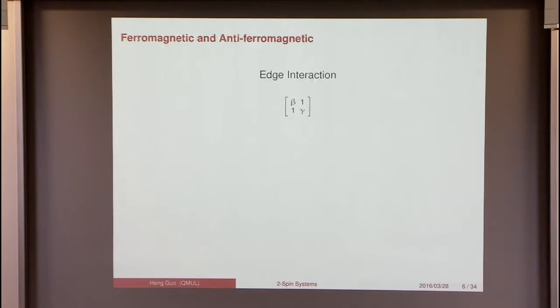Okay. Before moving on to the results, there's one more distinction of these systems, which is called ferromagnetic or anti-ferromagnetic. Basically, we have this edge interaction (beta, 1; 1, gamma). And if beta times gamma equals 1, then this system is actually trivial, because each edge can be decomposed into two half edges, like two unary functions. So this is a sort of trivial case.